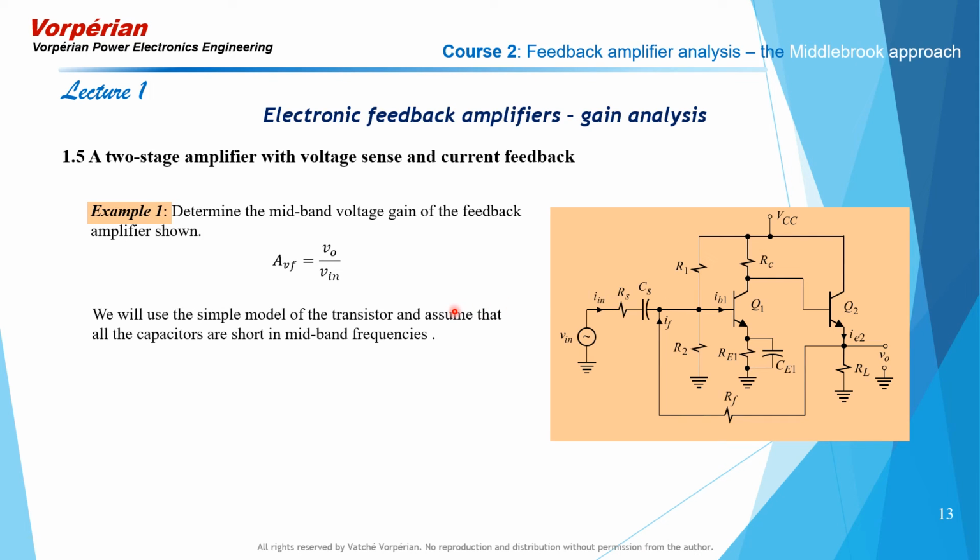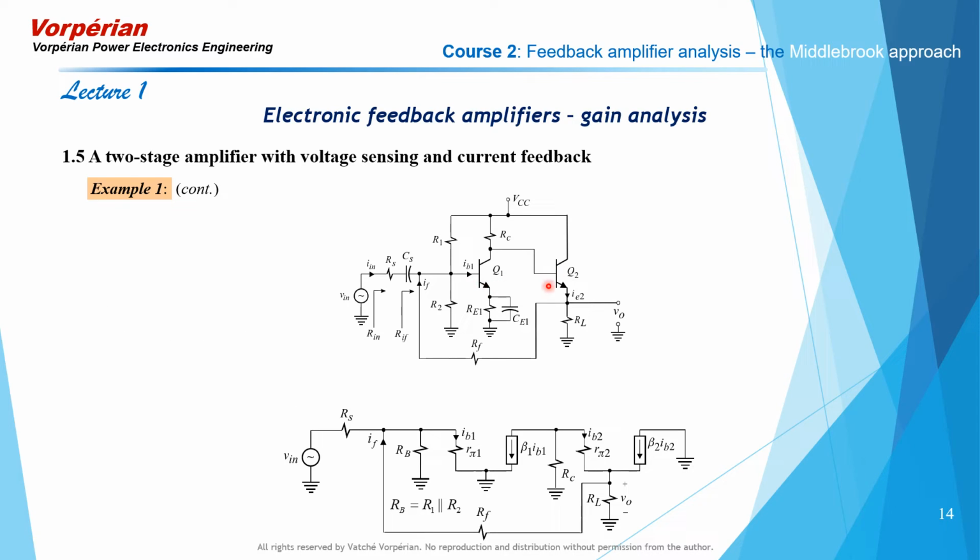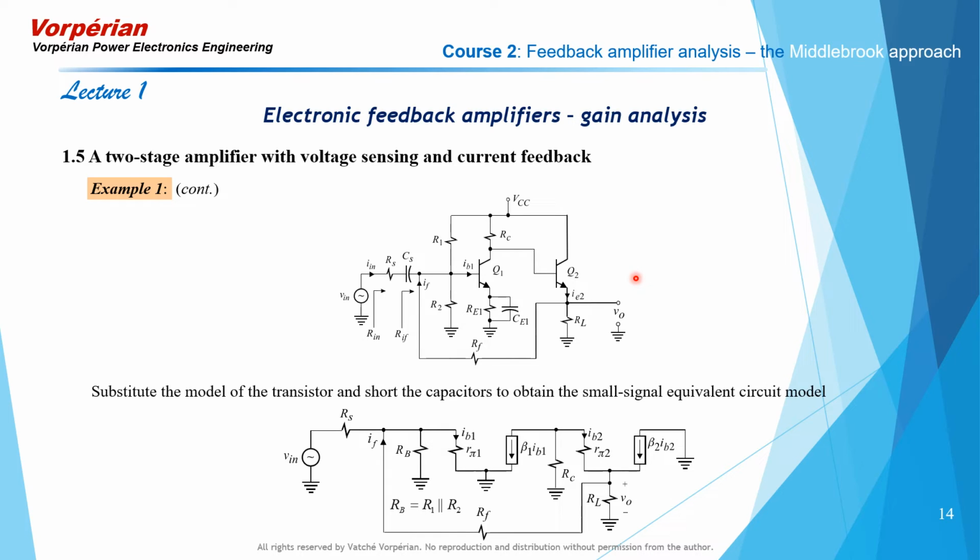So now we are going to replace Q1 and Q2 with their low-frequency equivalent circuit model, or the beta model of the transistor. And now, with these two transistors replaced with their equivalent circuit model and the two capacitors short and VCC set to ground, we obtain the equivalent circuit model of this feedback amplifier. RB here is the parallel combination of these two bias resistors, R1 parallel R2. So this is the circuit that we are going to analyze.